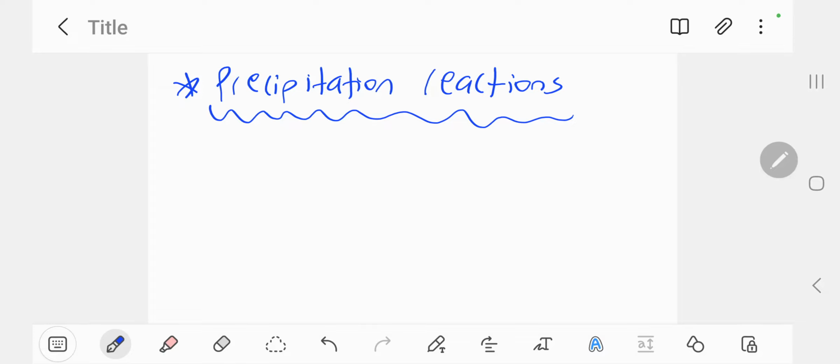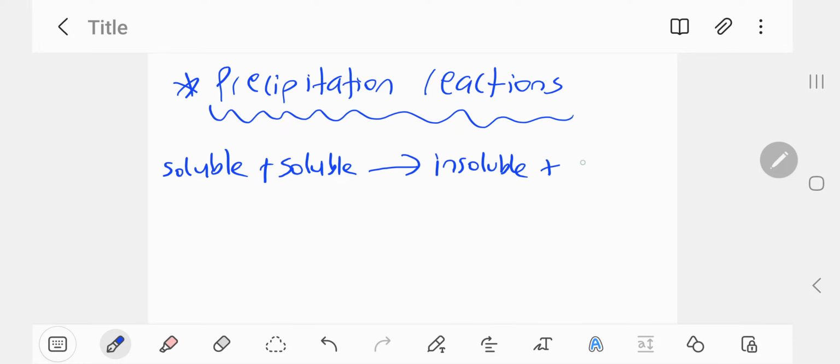This is a video looking at precipitation reactions for the Year 10 chemistry course. A precipitation reaction is generally when you've got two soluble compounds that react to give something that's insoluble and something that's soluble. It's also called a displacement reaction. I'll explain why in just a sec.